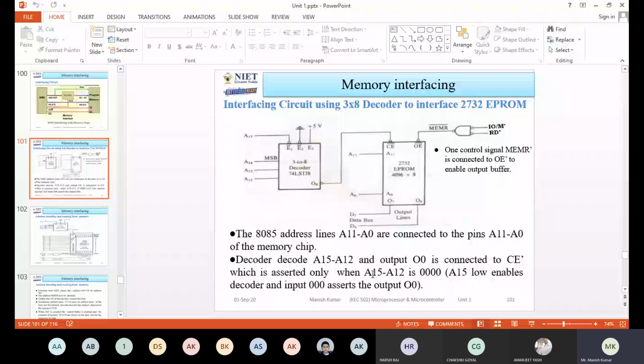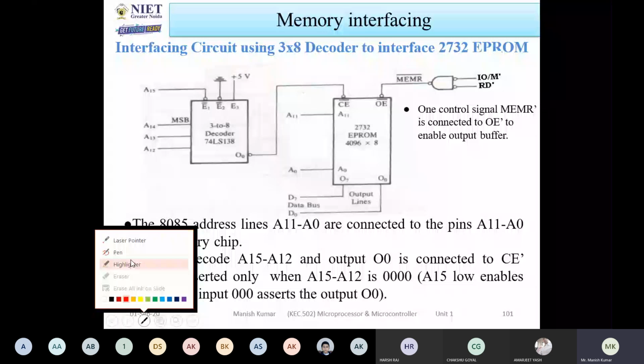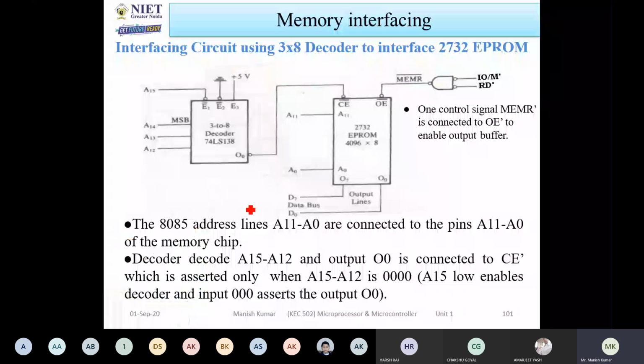Okay, so now you can see, yesterday I also discussed this block diagram. Let us see it once again. Let us consider this is the EPROM. The name is 2732, and the size is 4096 into 8. If you calculate the address range for this size, you get 12 address lines.